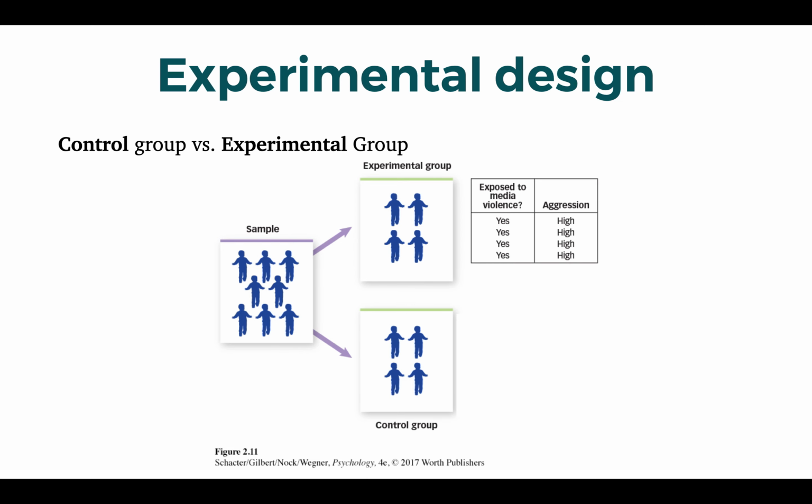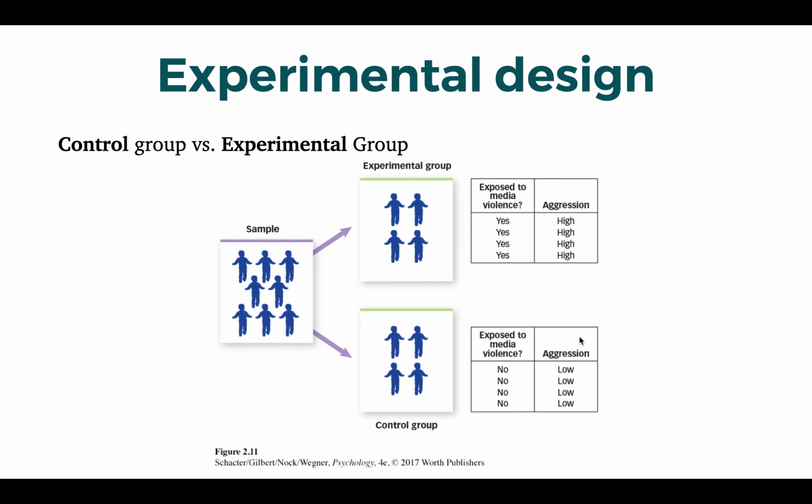And what I'm going to be varying between these two groups is the independent variable, right? So my independent variable is whether or not I expose these groups to media violence. So my experimental group gets exposed to media violence, and my control group does not get exposed to media violence, okay? So my results are high aggression for my experimental group and low aggression for my control group.